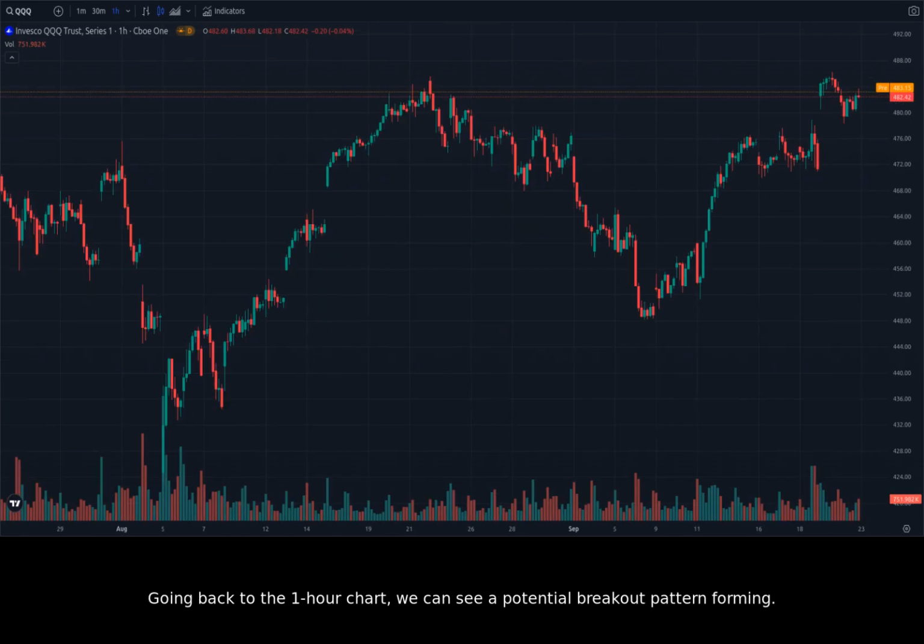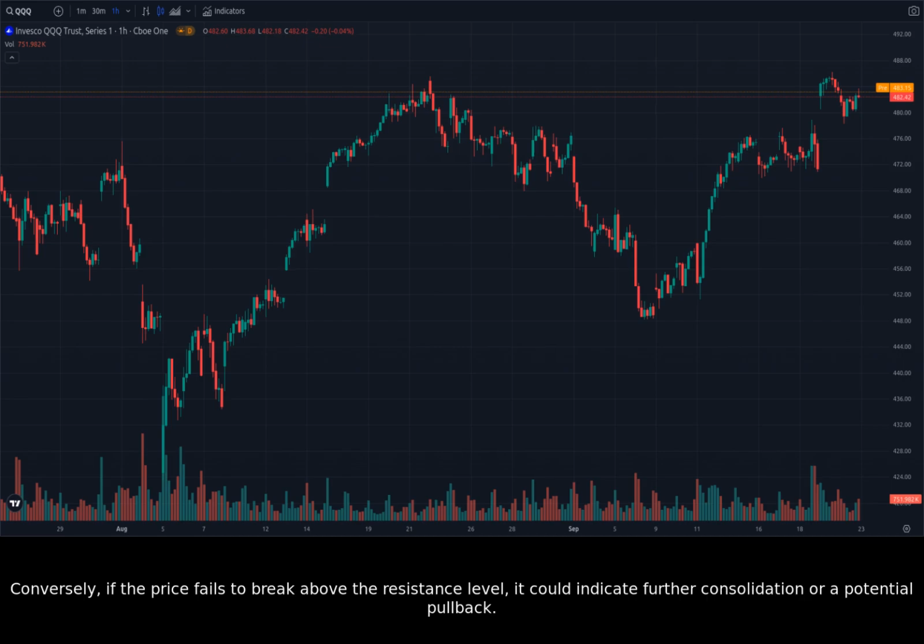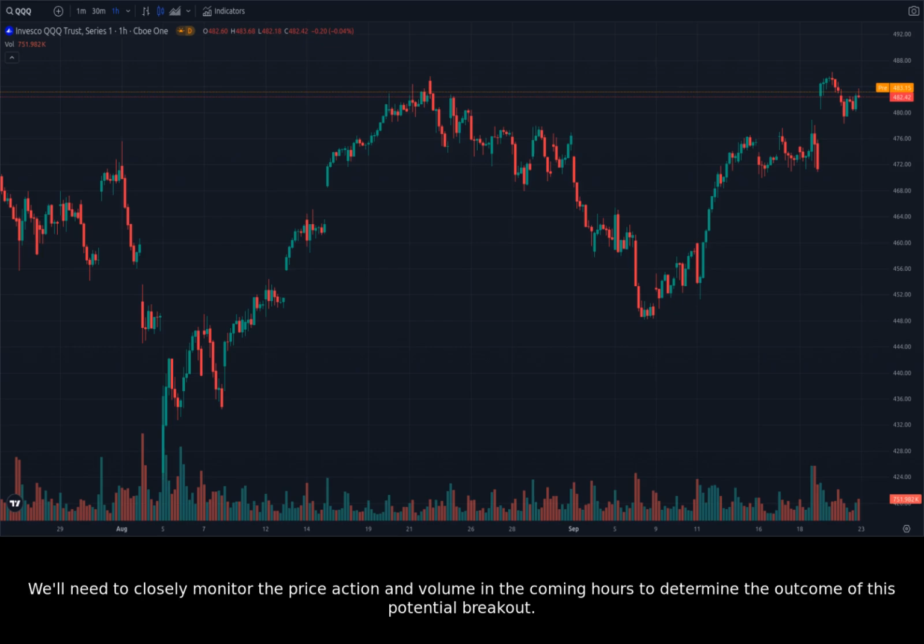Going back to the 1-hour chart, we can see a potential breakout pattern forming. The price has been consolidating for the last few hours, and it's approaching the previous resistance level. If the price breaks above the resistance level, it could signal a strong upward move. Conversely, if the price fails to break above the resistance level, it could indicate further consolidation or a potential pullback. We'll need to closely monitor the price action and volume in the coming hours to determine the outcome of this potential breakout.